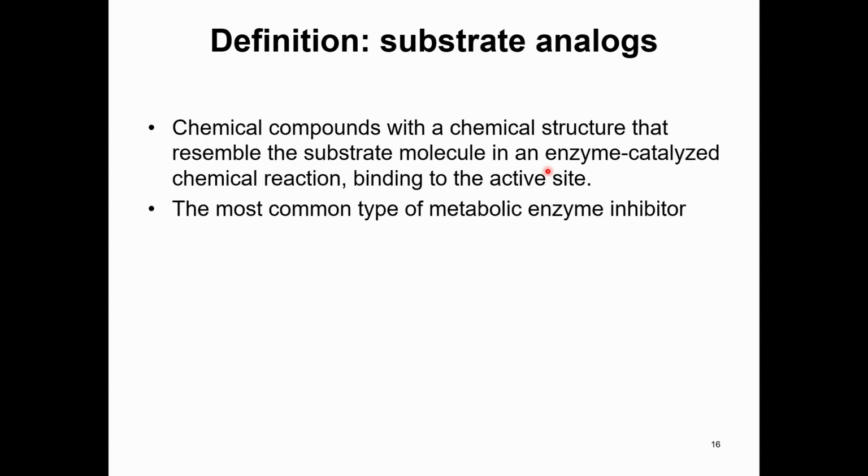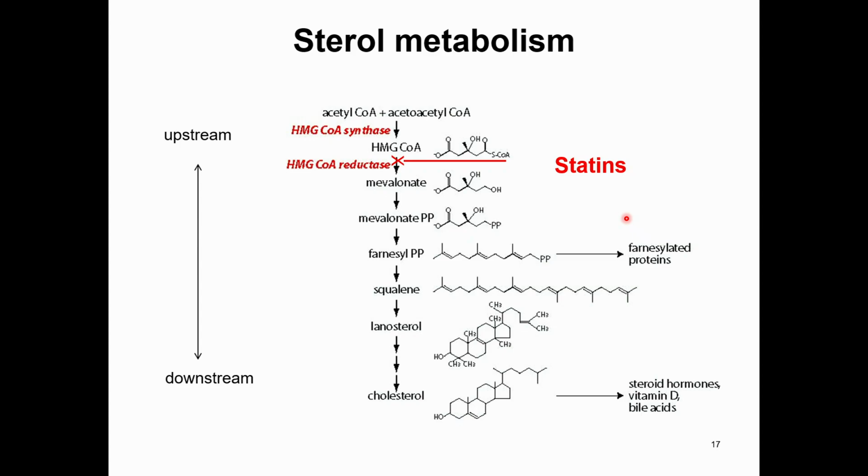So what's that going to do? The similarity is going to allow the substrate analog to bind to the enzyme, but then because it's something different than the substrate, it plugs up the enzyme because it can't be catalyzed. Okay, so it's going to typically be an inhibitor of the endogenous substrate. And the substrate analogs are the most common metabolic inhibitors in terms of drugs. So I think this becomes clearer if we go through a specific example.